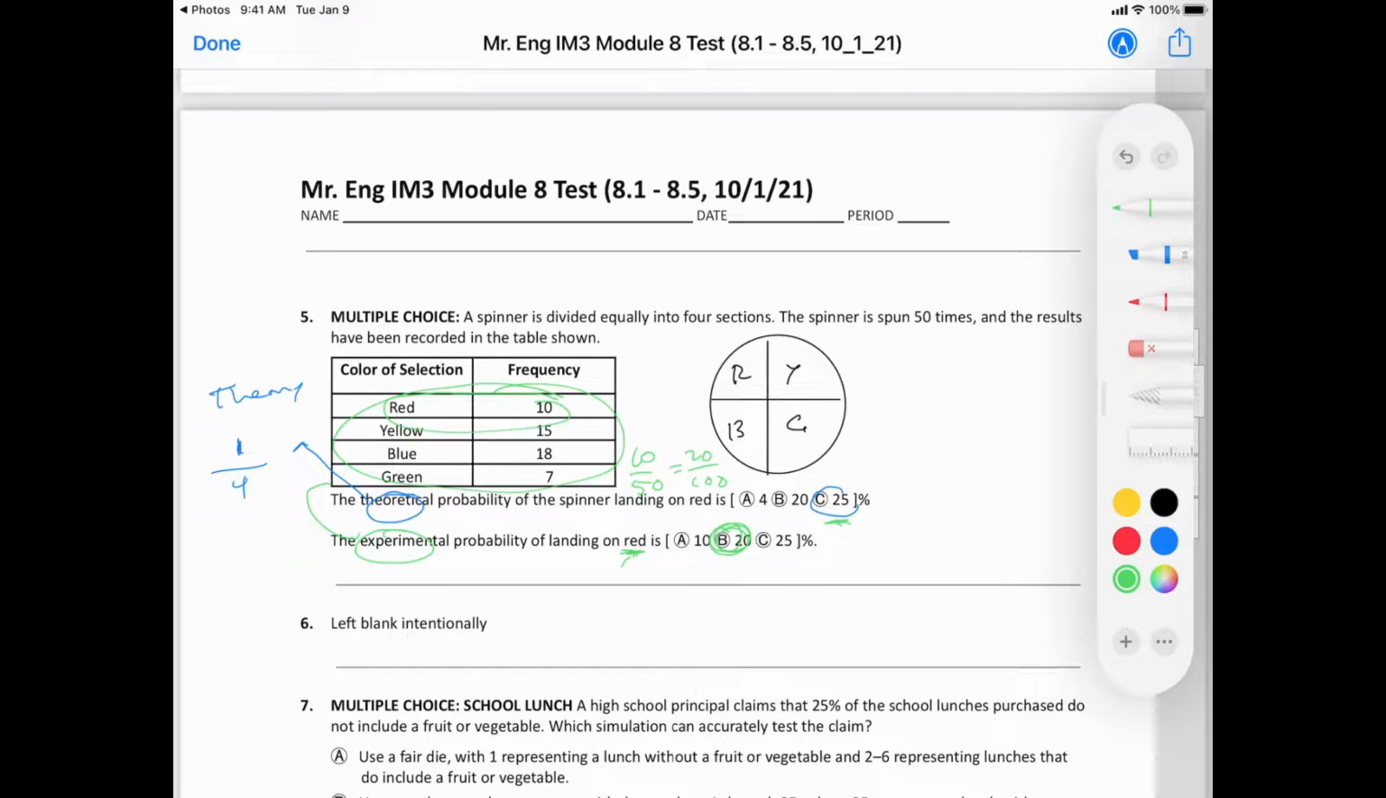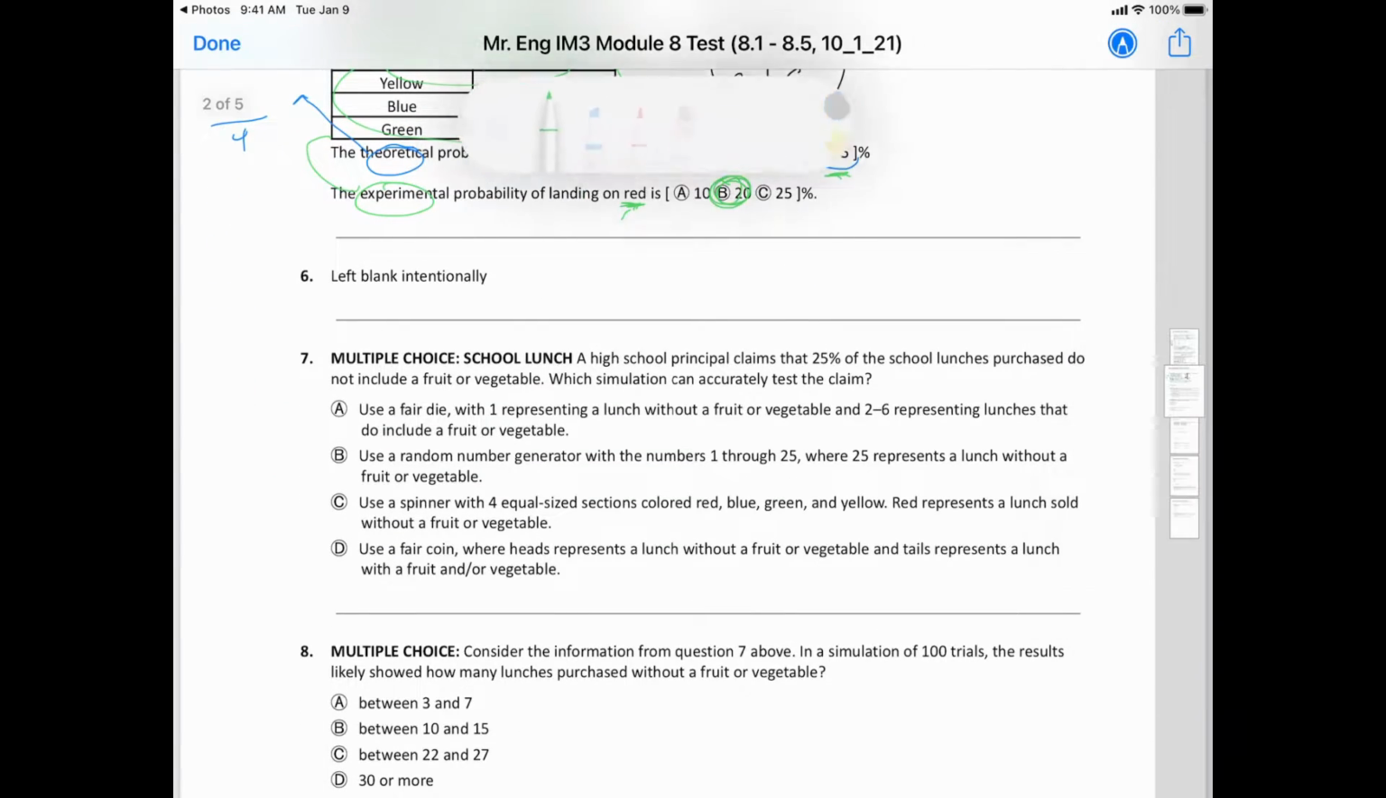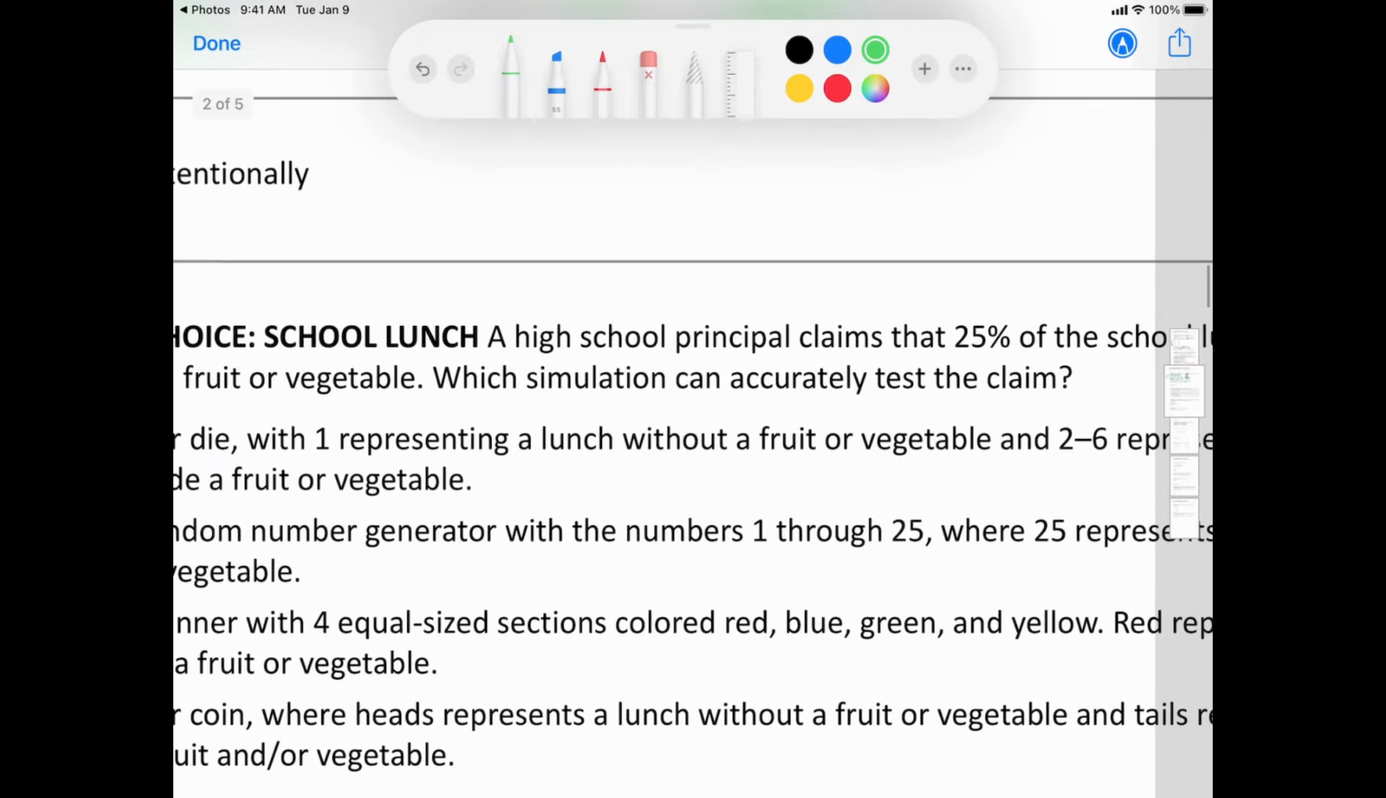Question number 7. A high school principal claims that 25% of the school lunches purchased do not include a fruit or vegetable. Which simulation can accurately test the claim? Okay, simulation is just kind of like a computer prediction. Computer prediction of what will happen, right? They do weather simulations. Will the hurricane reach the city?